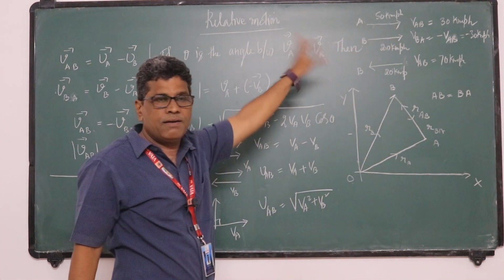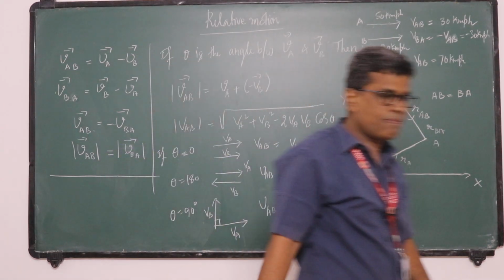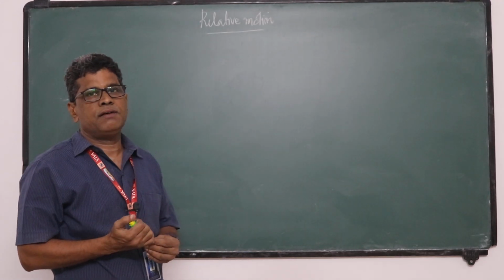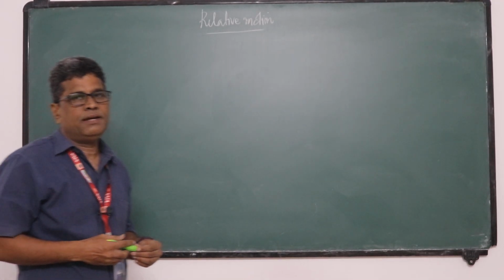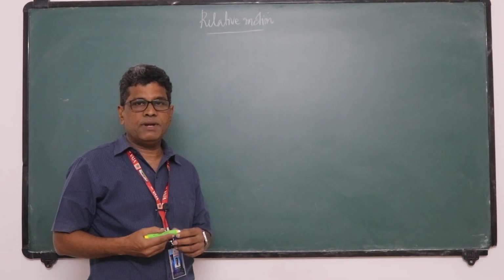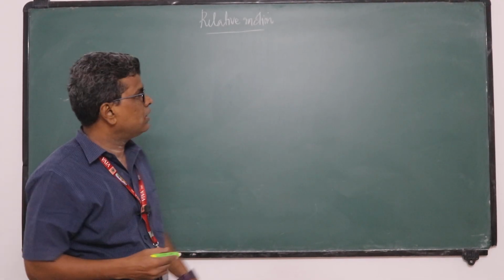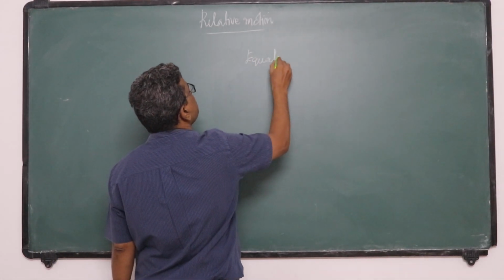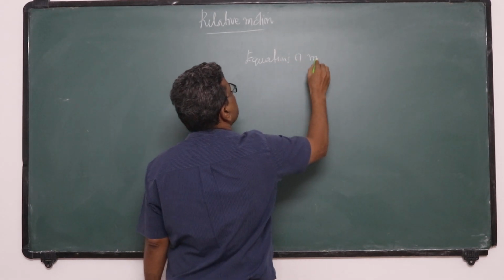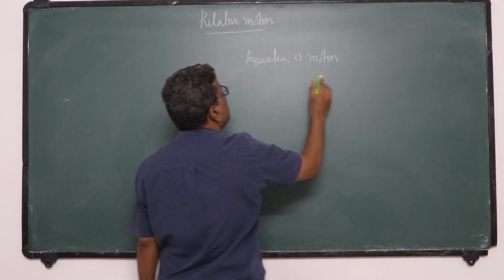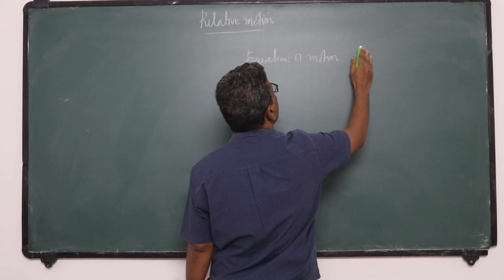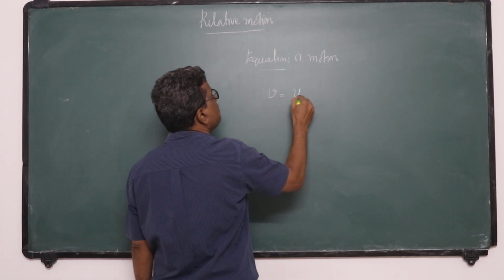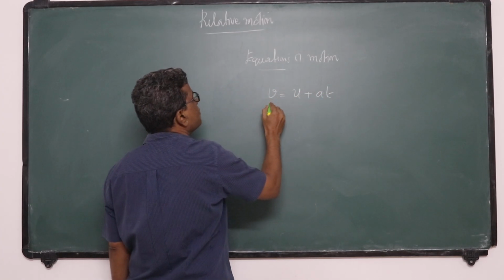This example, clear? Okay. And we can apply the equations of motion in case of relative motion also. We can apply them in one-dimensional motion and in two-dimensional motion also. So what is the first equation of motion? V is equal to u plus at.